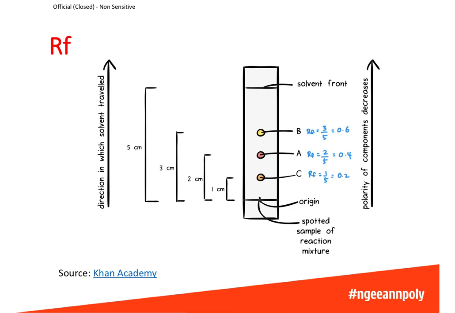Also remember that because TLC uses a polar stationary phase, the polar compounds would travel a shorter distance, whereas the less polar compounds will travel a longer distance. So C is actually the most polar compound, and it has the smallest RF value. In comparison, B would be the least polar compound, and it has the biggest RF value.